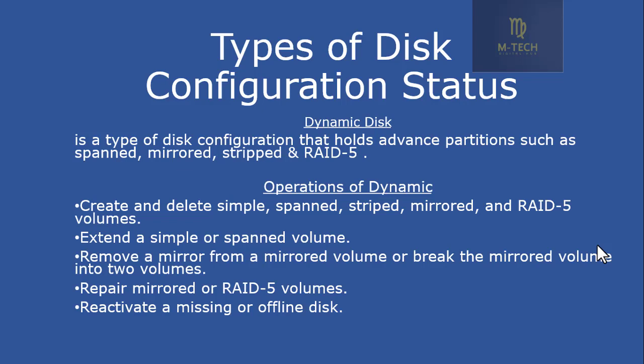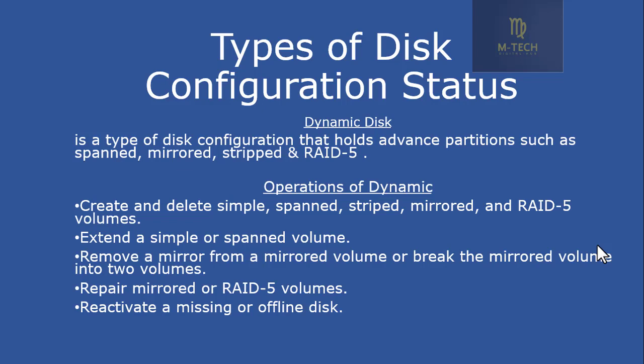All right, now let's move on to the next thing, which is dynamic disk. As basic disk has certain features or properties, dynamic disk also has certain properties. It's a type of disk configuration that holds advanced partitions such as spanned, mirrored, striped, and RAID 5. When your hard disk is inside a system, these two configuration states can be applied to it.